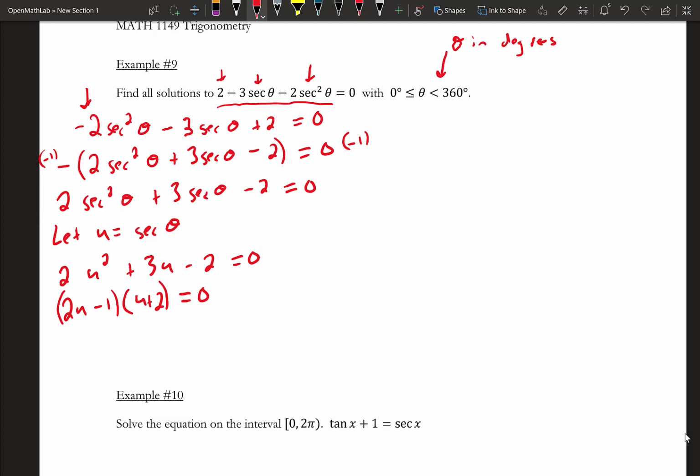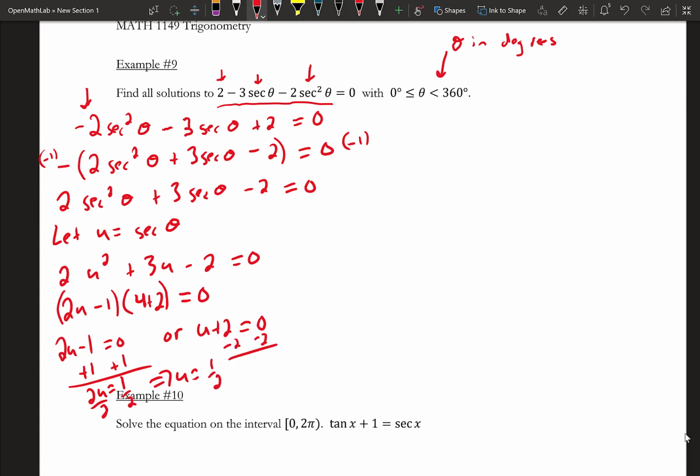So now we can apply the zero factor theorem. 2u minus 1 is going to equal 0, or u plus 2 equals 0. I need to solve both of those for u. Add 1 to both sides here, we get 2u equals 1. Then divide both sides by 2, and that gives me u equals 1/2. Here I would subtract 2 from both sides, and I get u equals negative 2.